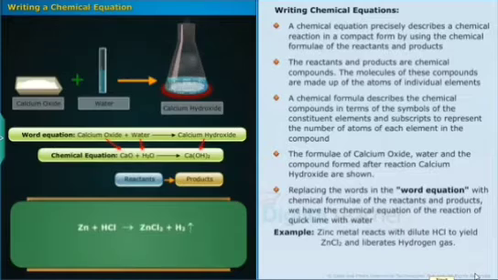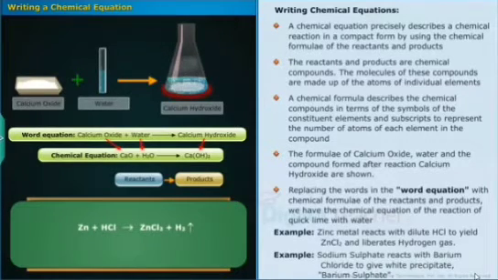Example: zinc metal reacts with dilute HCl to yield zinc chloride and liberates hydrogen gas. Example: sodium sulfate reacts with barium chloride to give white precipitate barium sulfate.